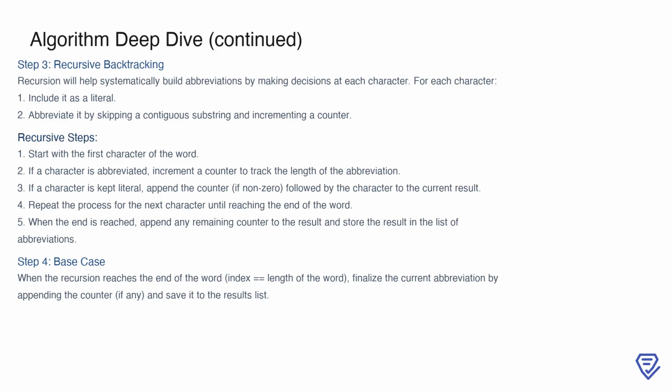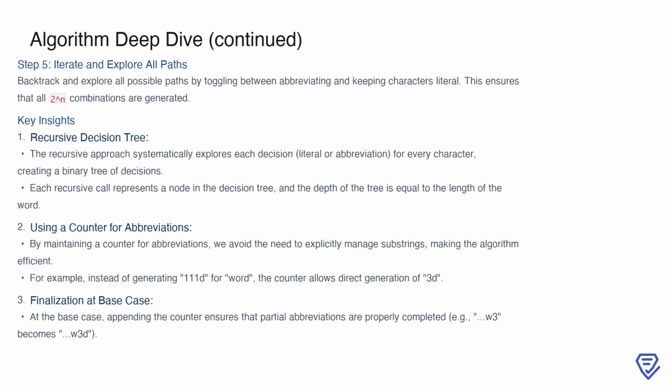If we decide to keep it literal, we append the current counter value, if non-zero, followed by the character itself to the current result. We then move to the next character and repeat the process until we reach the end of the word. The base case occurs when the recursion reaches the end of the word. At this point, we finalize the current abbreviation by appending any remaining counter value and then store the result in our list of abbreviations. Next, we ensure that all possible paths are explored by backtracking.